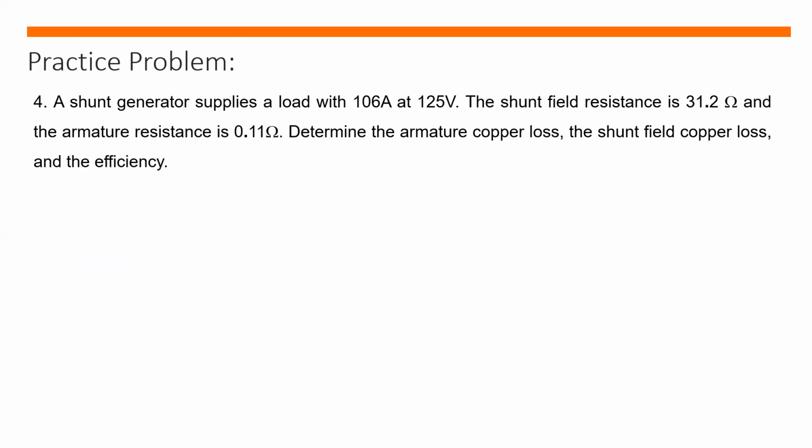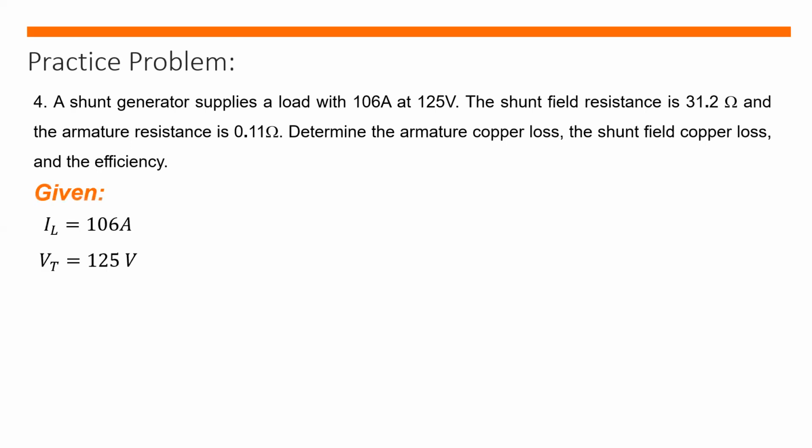For problem number 4, a shunt generator supplies a load with 106 amperes at 125 volts. The shunt field resistance is 31.2 ohms and the armature resistance is 0.11 ohms. Determine the armature copper loss, the shunt field copper loss, and the efficiency.